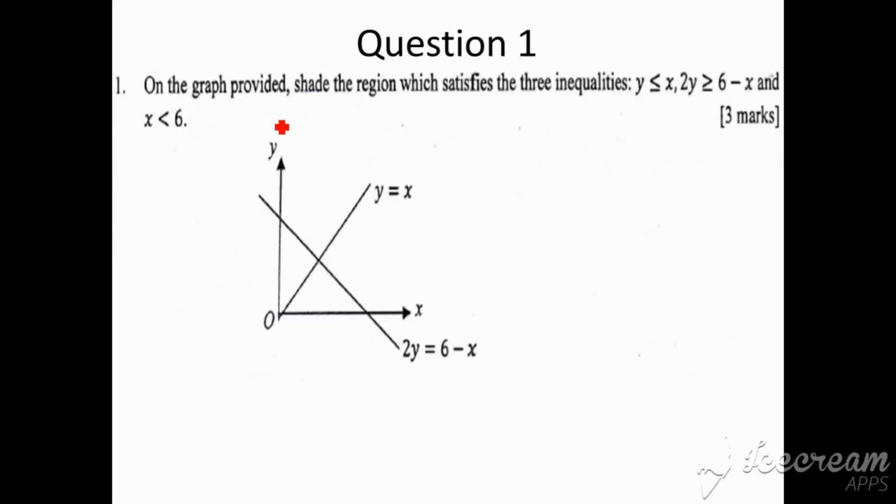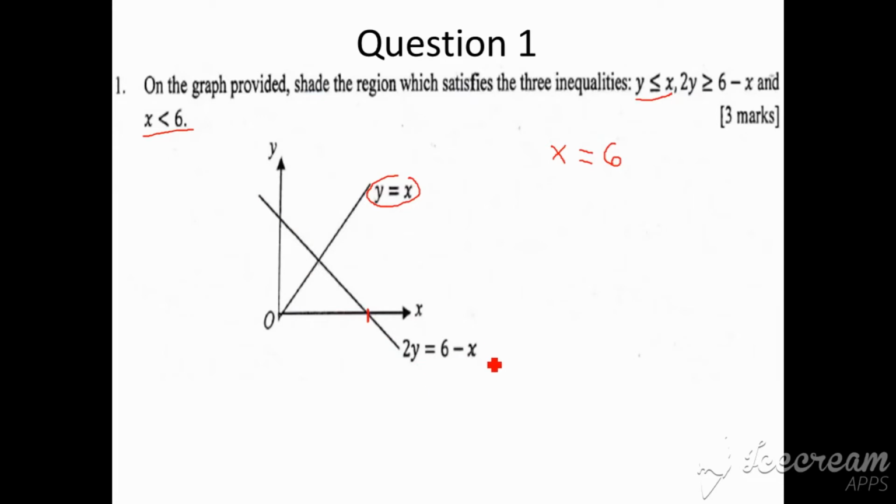For subjective part number 1, check the region. Okay, so you are given y equals x, this line, and then 2y equals 6 minus x, this line, but you are not given the graph of x smaller than 6. So to draw this line, you just ignore the inequality first. We have to draw x equals 6. But where is 6? So we notice that this line will intersect at x. So this is the x-intercept.